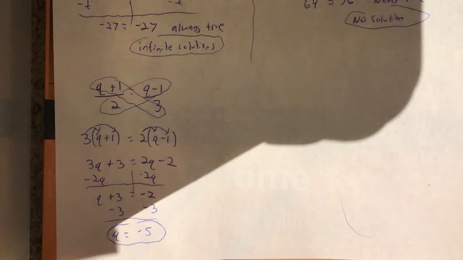So that concludes 1-3, variables on both sides. So remember, sometimes you can get infinite solutions, no solution, or just a single solution. And follow your steps. Clear the parentheses, combine like terms, and then solve normally.